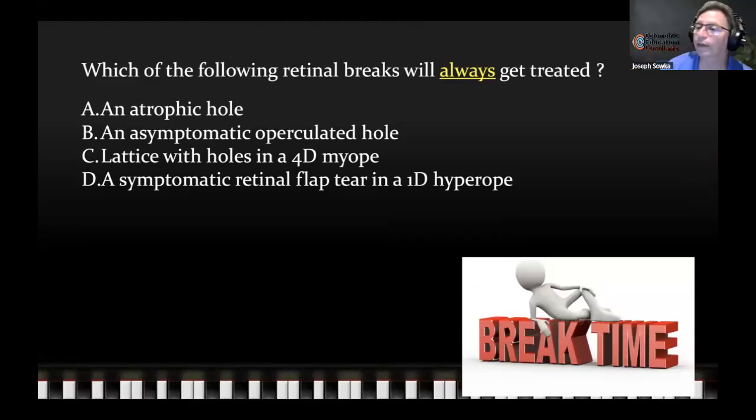All right, we'll get that up in just a second. So I'll be polling question number 3. Which of the following retinal breaks will always get treated? An atrophic hole, an asymptomatic operculated hole, lattice with holes and a 4 diopter myope, or a symptomatic flap tear and a 1 diopter hyperope?